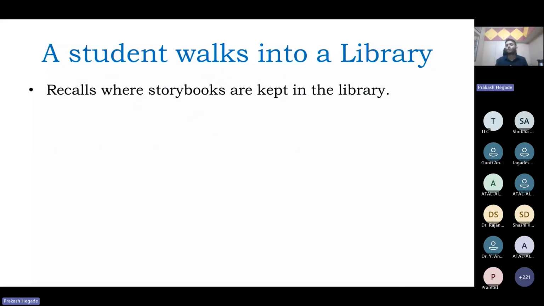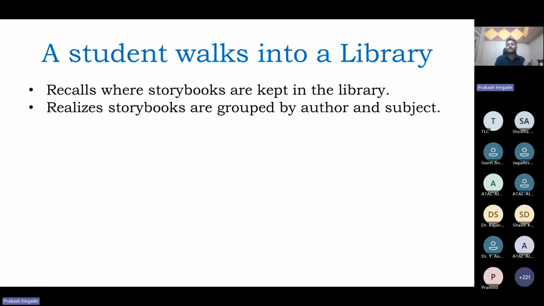A student walks into a library. Let's say the first task the student does is recall where the storybooks are kept in the library. This is just a simple scenario, so please be with me. Like I said, we have minimal slides. Please don't run away, because this is going to be interesting to know how I will now use AI to put this part into the case study we are generating. So the student first recalls where the storybooks are kept. Let's say you have a favorite storybook and you know that's where the book is kept. This is one of the actions. The second action is the student realizes that storybooks are grouped by author and subject.